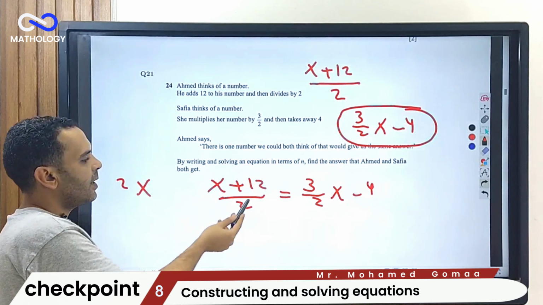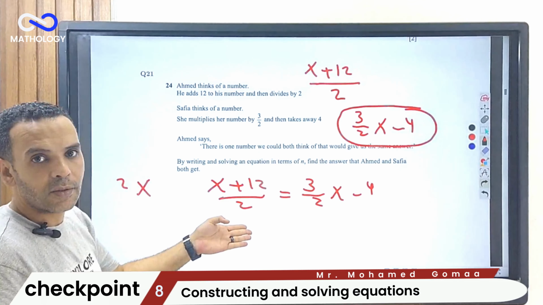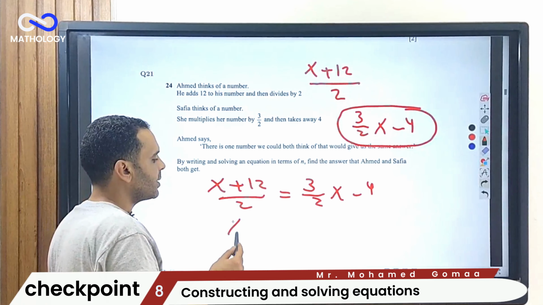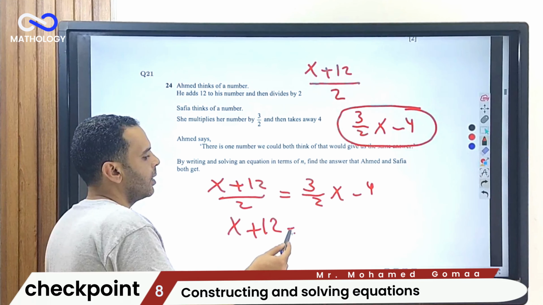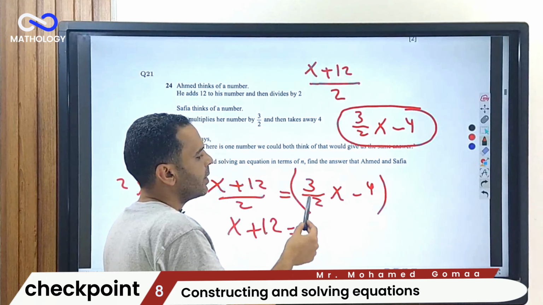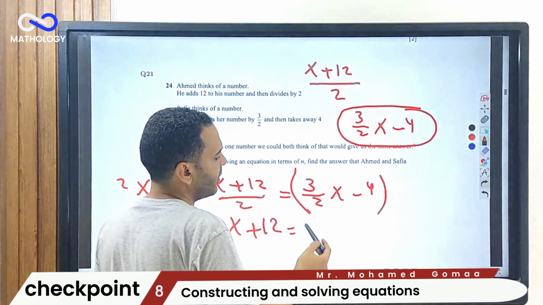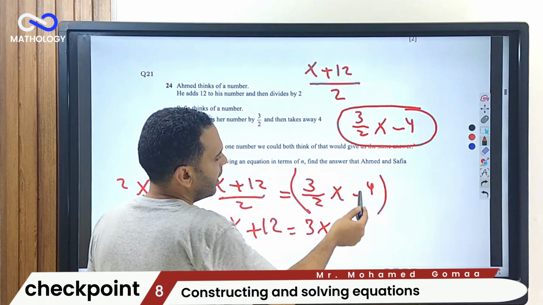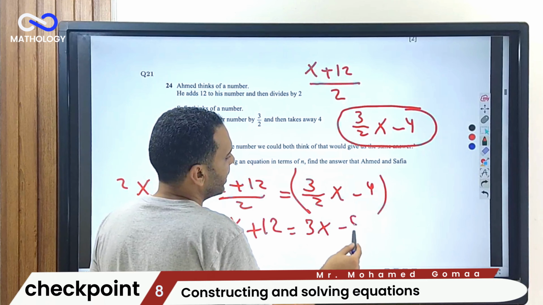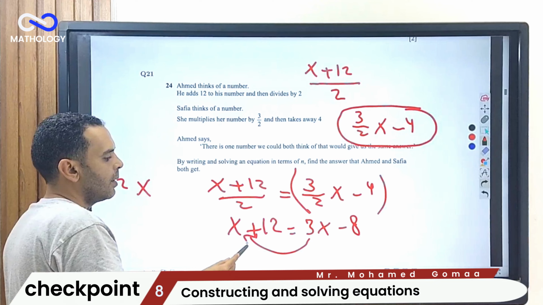When we multiply the left hand side by 2, we cancel this 2 with the denominator. It will be x plus 12. When we multiply this side by 2, we have to multiply each term by 2. 3 over 2 x multiplied by 2 will be 3x. And negative 4 multiplied by 2 will be negative 8.